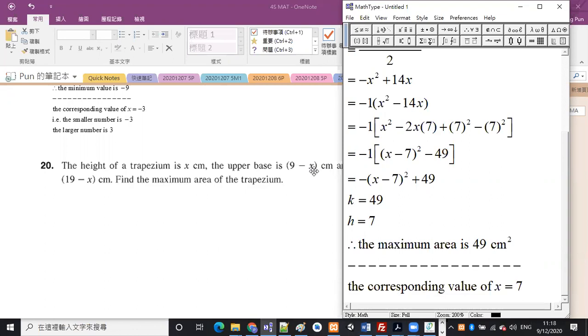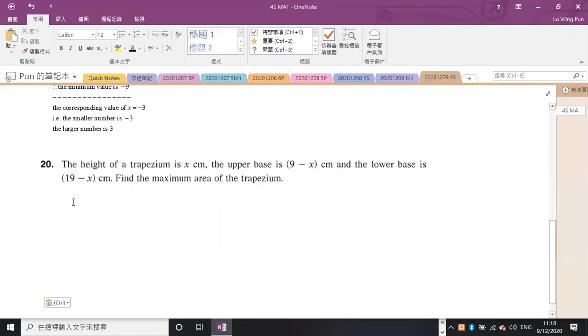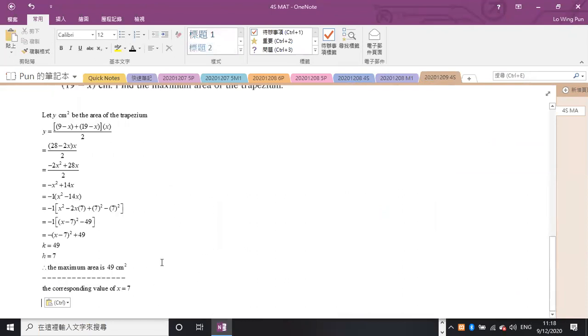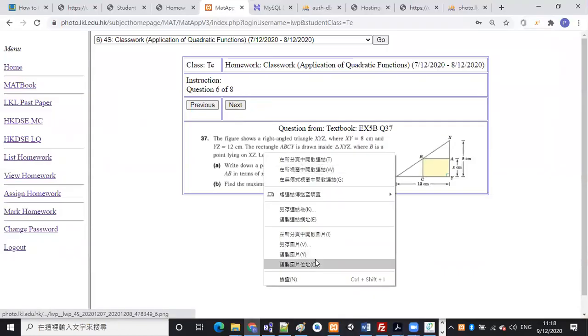Okay, so this is question number 20. And then next one is 37.